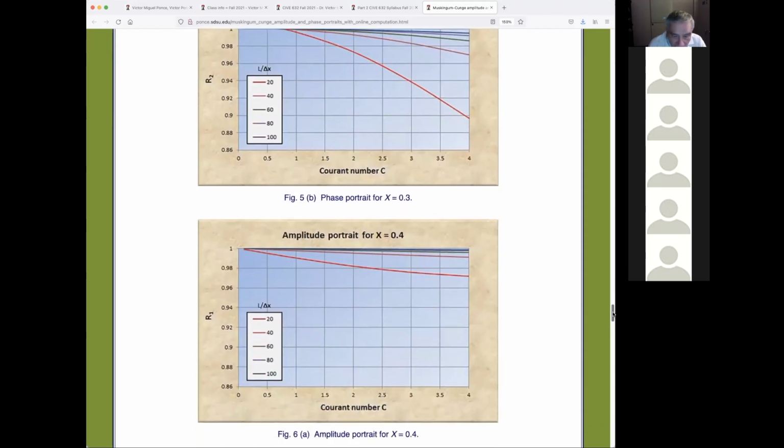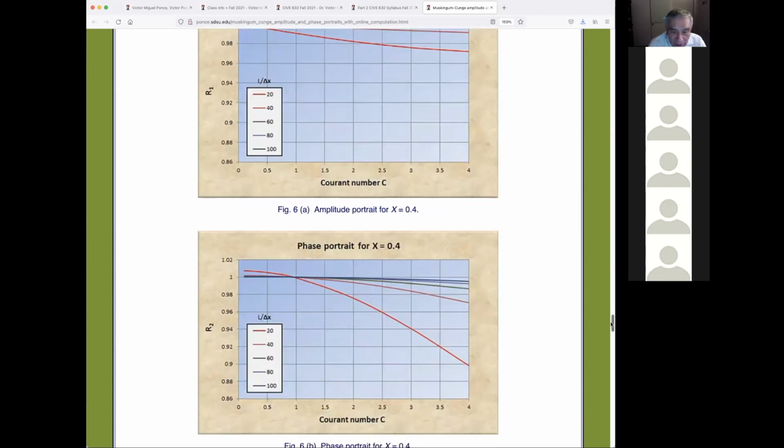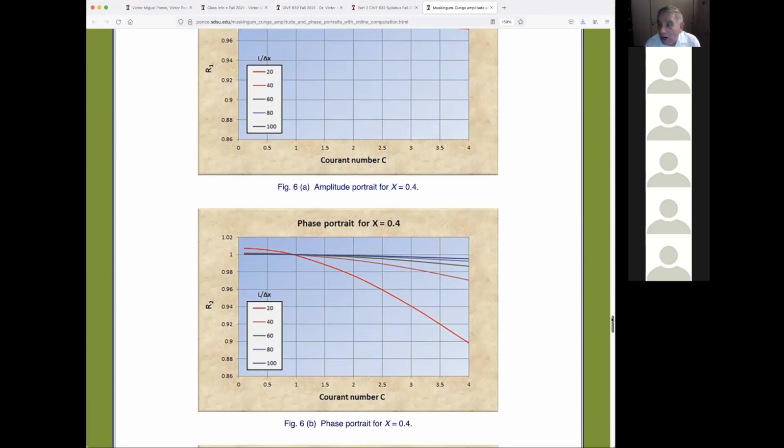Then for 0.4, it's perfect, right? For 0.4 is perfect, but the red's always bad. That's why I put it in red in there. And for 0.4, the phase portrait, interestingly, every one of these is crossing for the phase portrait at 1 for 0.4. And that's the reason why 0.4 works so well. Even if you miss it a little bit, even for the phase portrait, you'll still be at 1 for the rest of R2 equal 1. That's what we want, R2 equal 1.